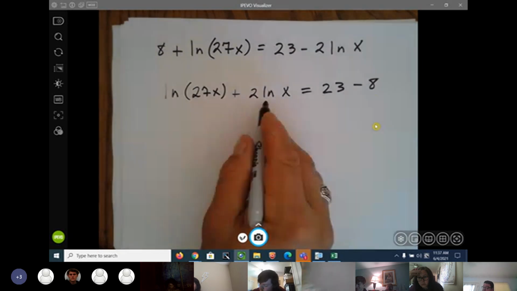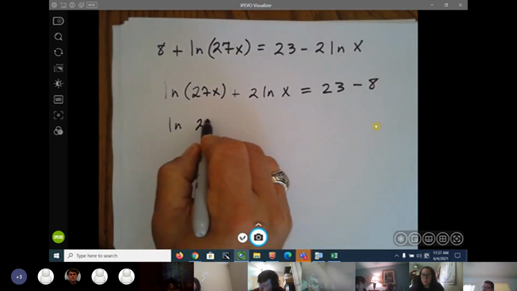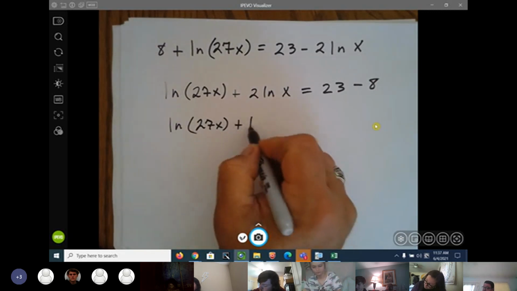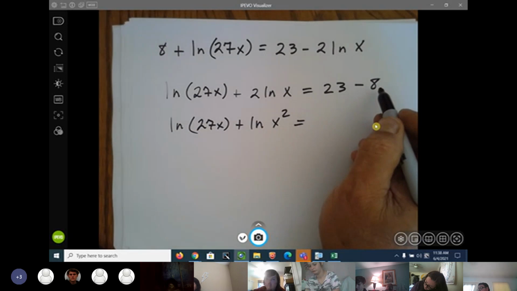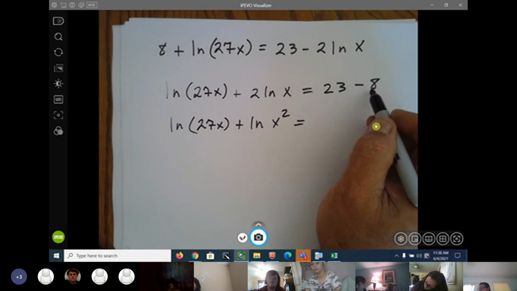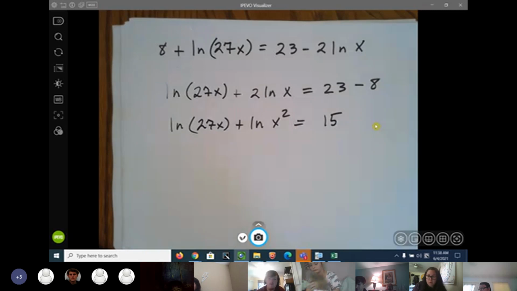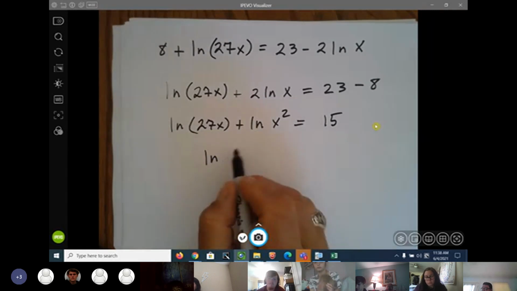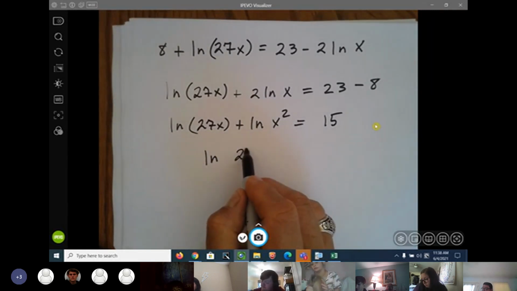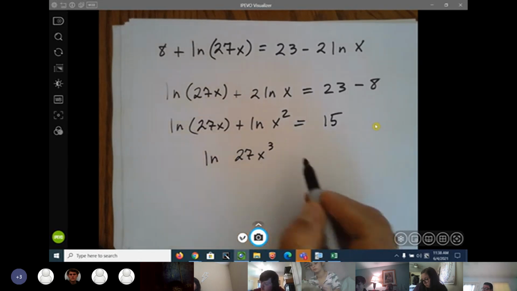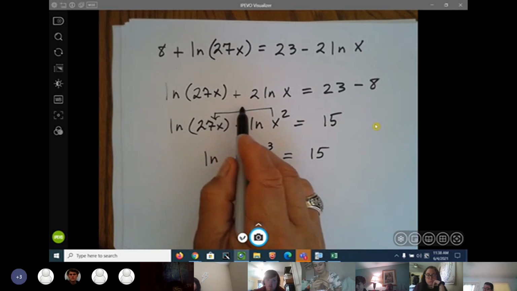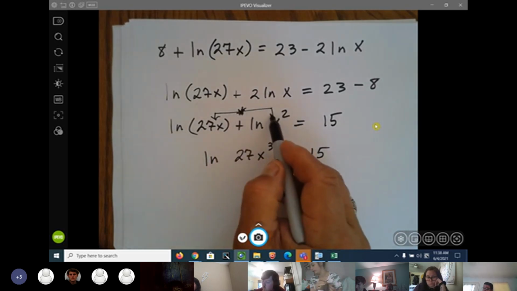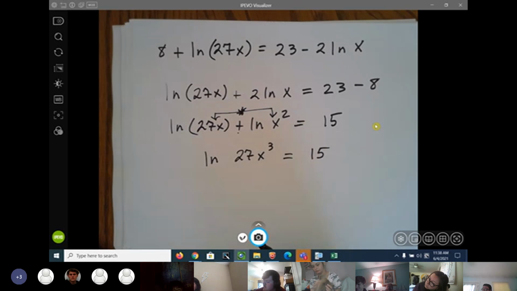And this is going to be natural log of 27x plus natural log of x squared is equal to, and I have no idea, what is this, 15? Yeah, somebody help me out. It's 15. And that's natural log of 27x cubed is equal to 15, because those two can be multiplied. And now we've got the definition of a logarithm.